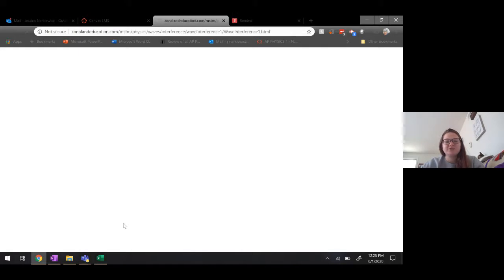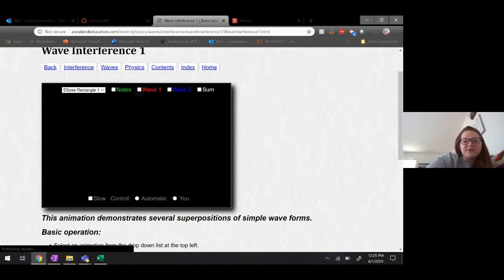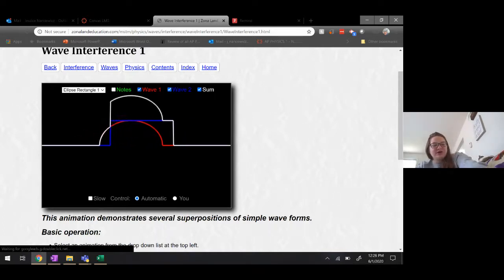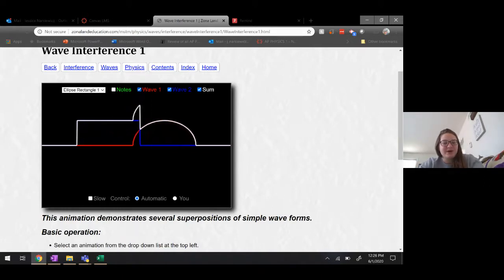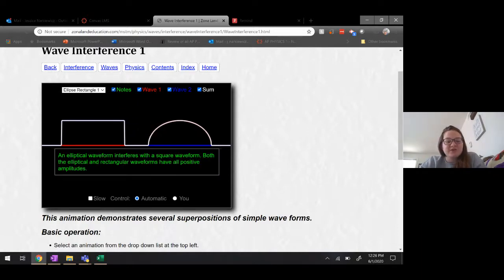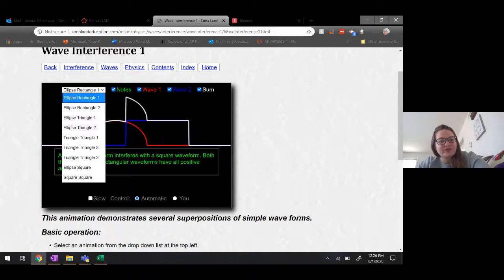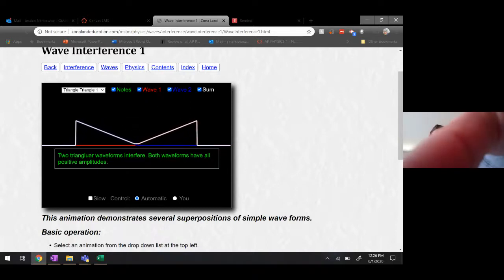So this first one is kind of fun. Okay, so let's see, wave one, wave two. We can show the two colors, and we can see that these two things momentarily add together, and then they pop off. And now if you hit notes, it'll show you exactly kind of what's going on. And there's a bunch of different shapes that you could play with. So this one is two triangles that add together and so on.